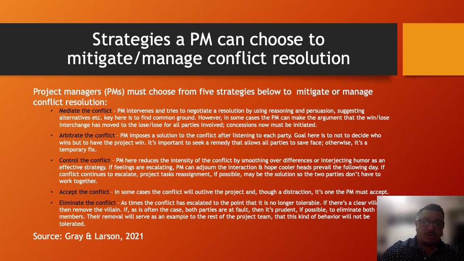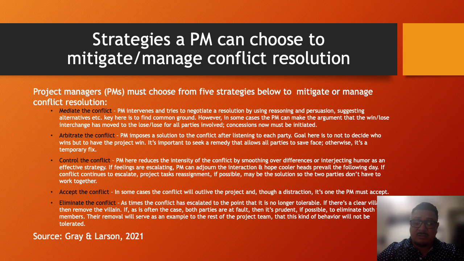Now, also, you can control the conflict. Now, here the PM reduces the intensity of the conflict by smoothing over differences or interjecting humor as an effective strategy. Now, if the feelings are escalating, the project manager can adjourn the interaction and hope for cooler heads to prevail the next day. And if the conflict still occurs, you need to reassign the team members to different tasks if possible, if they can't get along or work together.